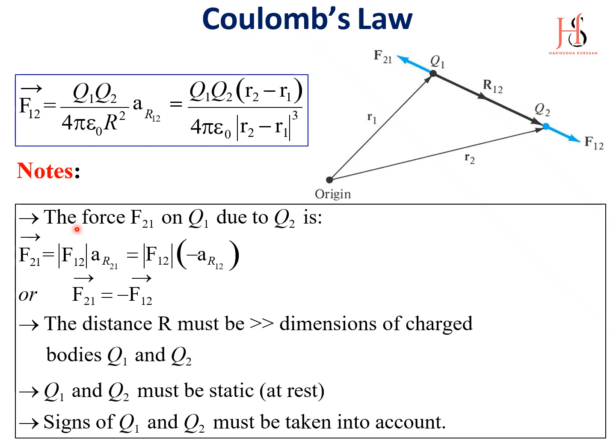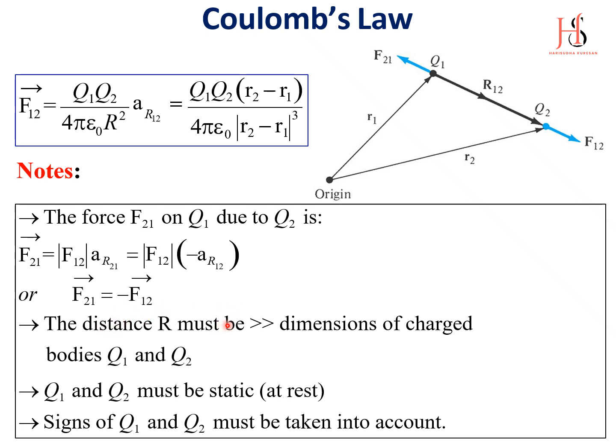Similarly, we can also write the force F21 on Q1 due to Q2 as F21 equal to F12 into the unit vector. So it is nothing but F12 with a minus of the unit vector, or we can write that the force F21 will be opposite in direction to F12.